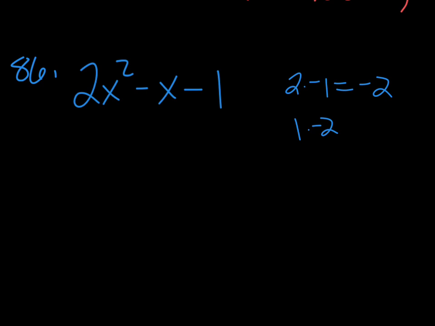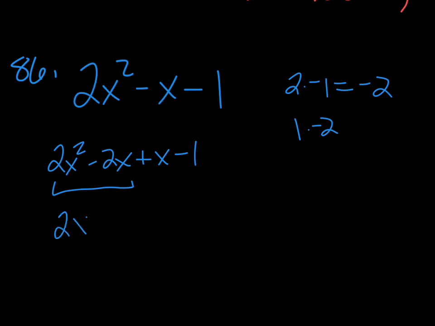So then it's 2x squared minus 2x plus 1x. It doesn't matter which order you write it in. We got 4 terms now, so what comes out of these first 2? What's left over? X minus 1. And what comes out of the next 2?